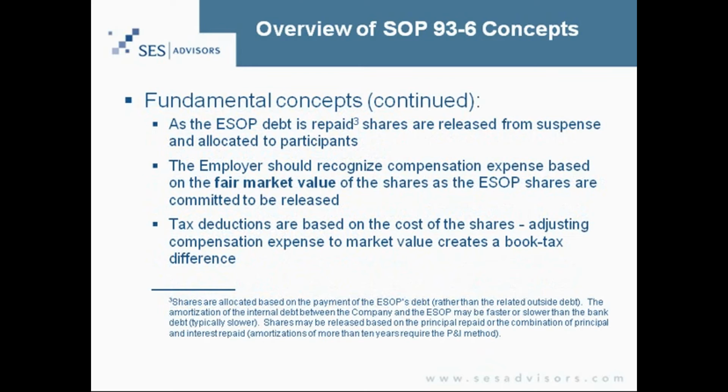Now, the employer should recognize compensation expense based on the fair market value of the shares as shares are committed to be released. Tax deductions are based on the cost of those shares. Again, that's essentially the debt, the principal and interest paid on the debt is your tax deduction. But now we're taking compensation expense at market value of the shares we're releasing. So we end up with a book tax difference, and we're going to talk about how that's handled in a few slides. All right, moving on.